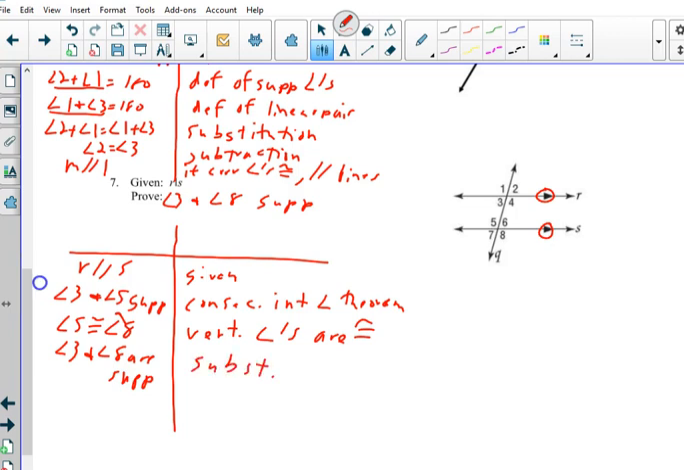I know a lot of people want to do transitive property there, but that's not what we're doing here. Transitive is saying A is the same as B, B is the same as C, then A is the same as C. But here we're talking about supplementary angles. They're not equal to each other, so it's not going to be the transitive property. And that's it for Unit 2 review.